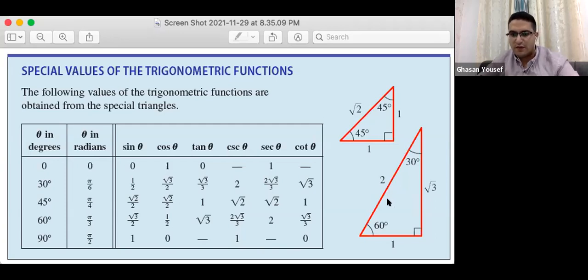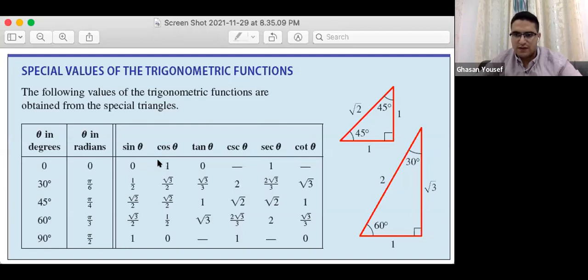What's your question, Omar? Why is the cosine of 0 equal to 1? I can explain this, but you don't have to. You just have to memorize this whole table. I can explain why it is 1, but you don't have to. You just have to memorize that the cosine of 0 is 1. That's it.